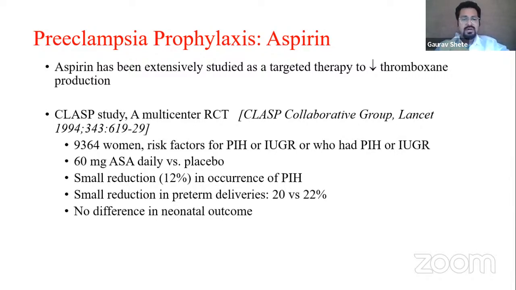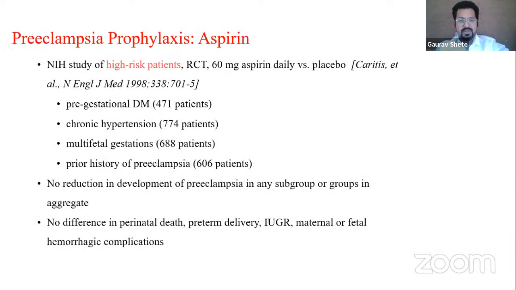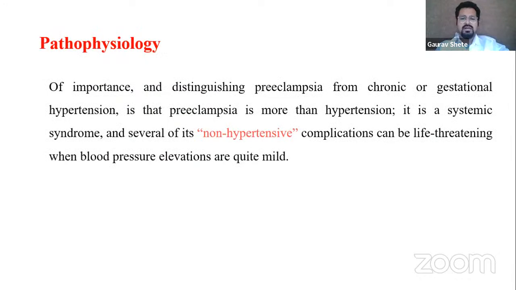There was a study conducted in 1994, which states that 60 mg of aspirin was given. A small reduction, 12%, was seen in PIH cases, and a small reduction in preterm deliveries, almost 20 to 22%. But there was no difference in the neonatal outcome. Whereas a later study conducted in 1998 stated that usually there is no reduction in the development of preeclampsia, and no significant perinatal outcome. So, pathophysiology.